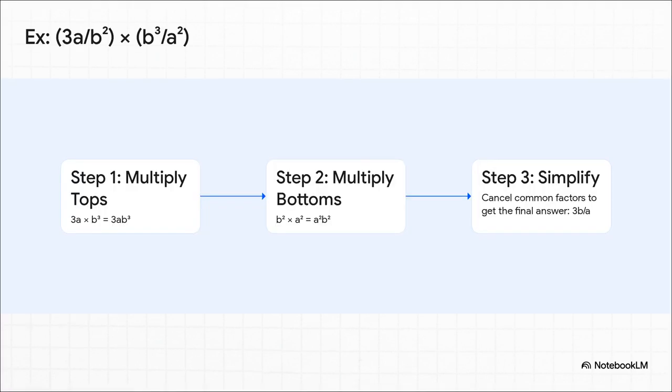So let's run through one real quick. We've got 3a over b squared times b cubed over a squared. So, step 1, multiply the numerators. That's 3a times b cubed, which gives us 3ab cubed. Step 2, multiply the denominators. b squared times a squared, that's a squared b squared. Now we just clean it up. We have 1 a on top and 2 on the bottom, so one of them cancels out. We have 3 b's on top and 2 on the bottom, so 2 of them cancel out. And what's left standing? A nice clean 3b over a. Done.